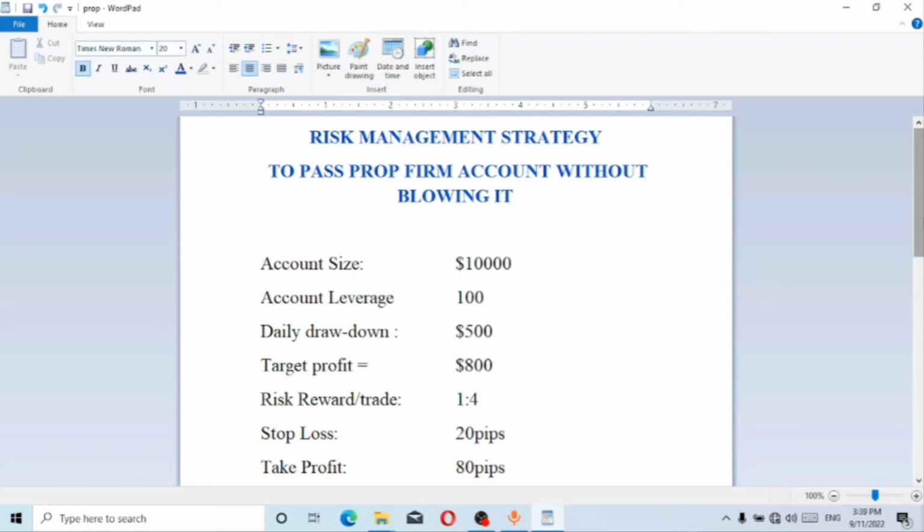Okay guys, let's get into the video proper. For the sake of this video, I'll be using a $10,000 prop firm account as a case study. This $10,000 account comes with a leverage of 100, with a daily drawdown of 500 and a target profit of 800. So how do we pass this account without blowing it?